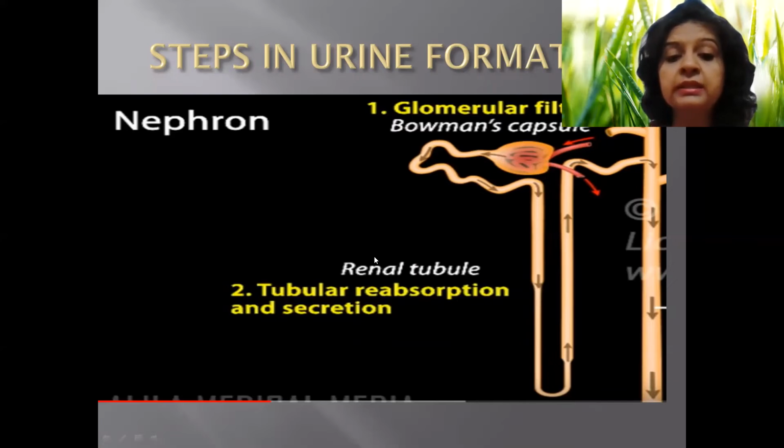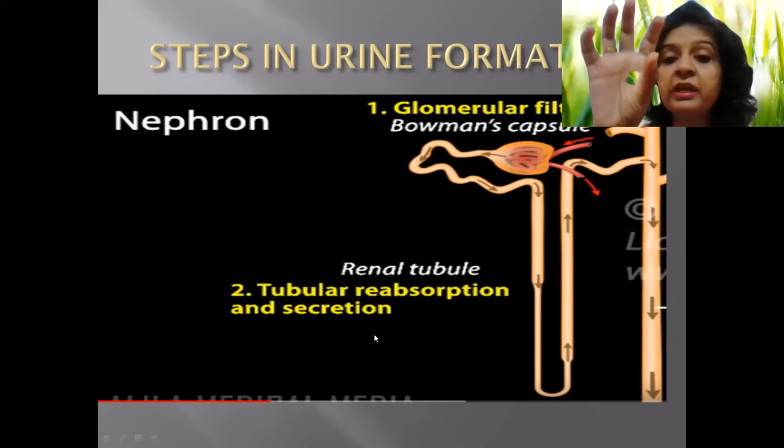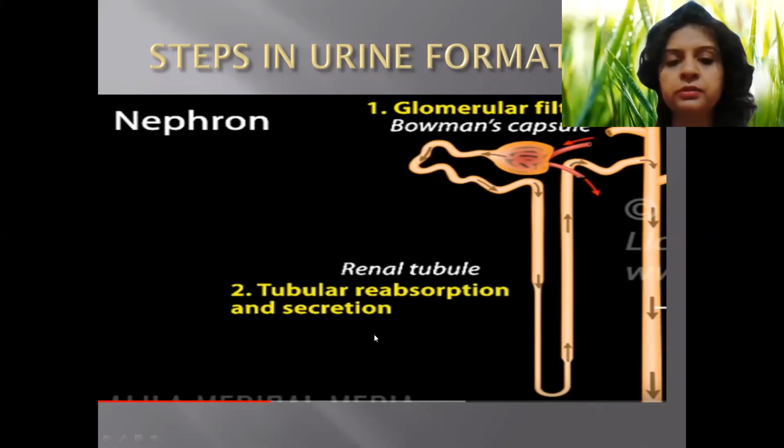Now, the third is secretion. The secretion helps the tubule take out the contents from the blood, so that if something is left, it also gets filtered out, and the urine so formed should be drained into this particular tube.